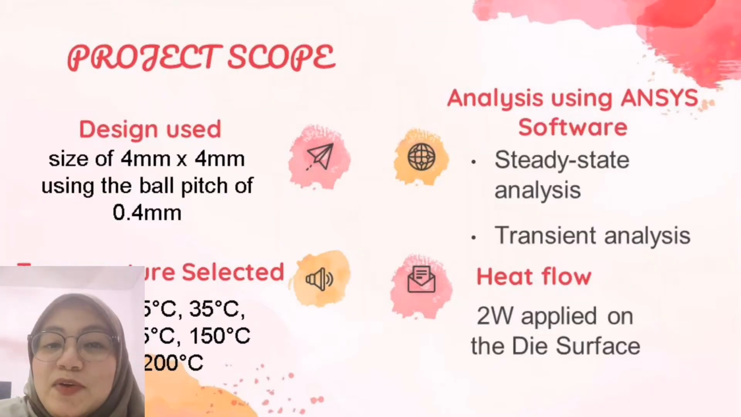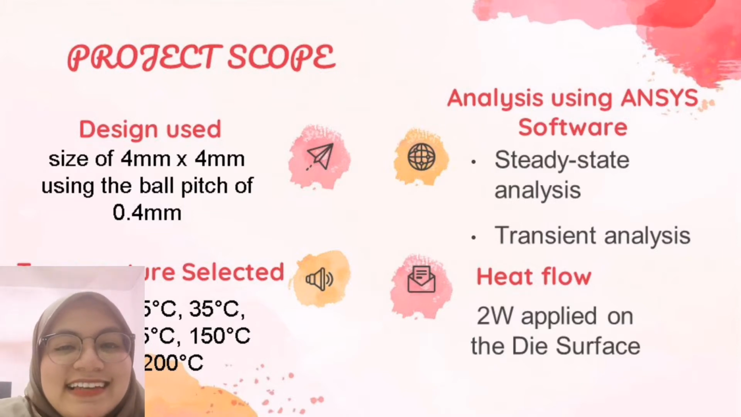The scope of this project consists of a design with a size of 4mm x 4mm and a ball pitch of 1.0mm. The software used is ANSYS, consisting of steady state analysis and transient analysis. The parameters selected are a heat flow of 2 watts applied on the die surface, while the temperatures selected are -15, 25, 35, 45, 125, 150, and 200 degrees Celsius. These are divided into 3 categories: cool condition, hot condition, and ambient condition.